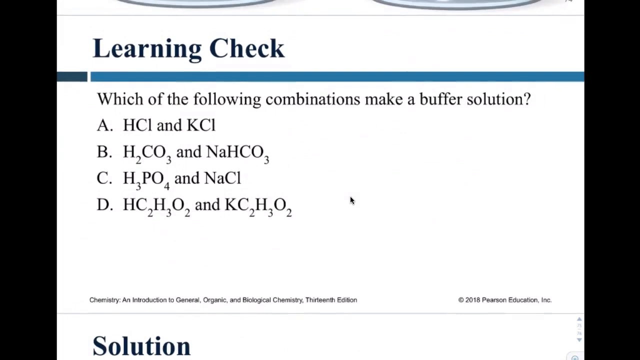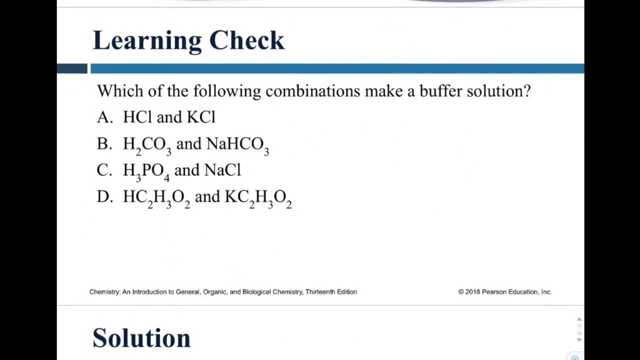So go ahead and pause and check to see which one of these is a buffer. Okay, so HCl and KCl. First of all, you need to ask yourself, is this a weak acid? No, because HCl is a strong acid. So that can't be a buffer. So automatically no. What about B? So carbonic acid. Is carbonic acid a weak acid? Yeah, so that's a weak acid.